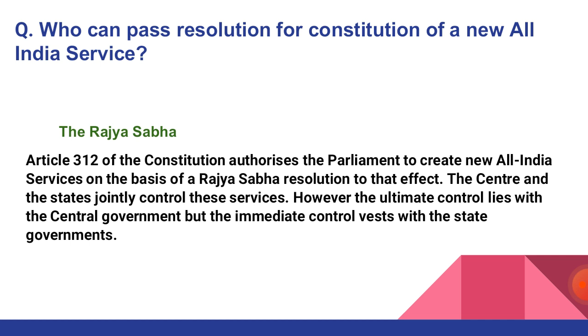Next question. Who can pass a resolution for the creation of a new all India service? Answer: the Rajya Sabha. Here, Article 312 of the Constitution authorises the Parliament to create a new all India service on the basis of Rajya Sabha resolutions to that effect, and the center and the state jointly control these services. However, the ultimate control lies with the central government, but the immediate control rests with the state governments.